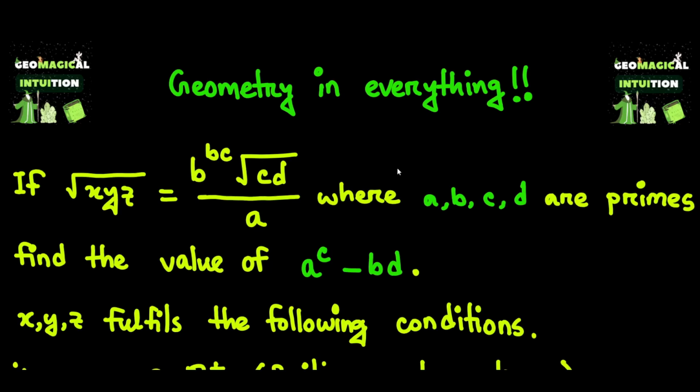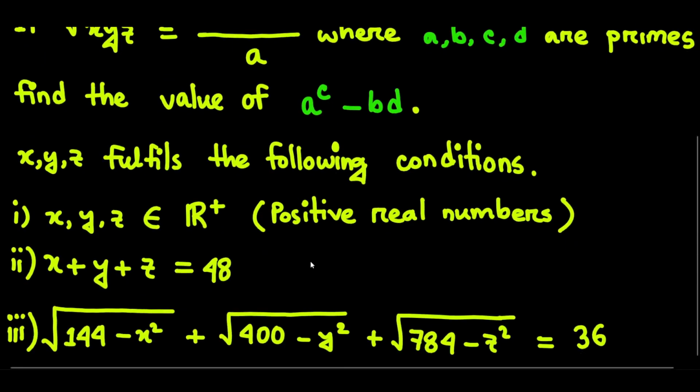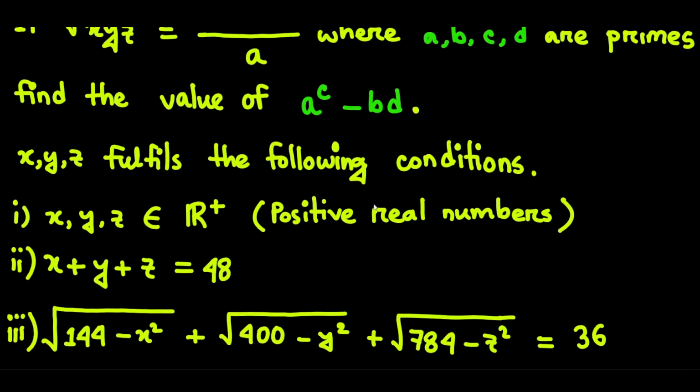Today we are going to solve a very interesting problem. If we have root xyz equals b to the power bc into root over cd by a, whole by a, where a, b, c, d all are primes, then find the value of a to the power c minus bd. Okay, so xyz must fulfill the following conditions. Xyz are positive real numbers.